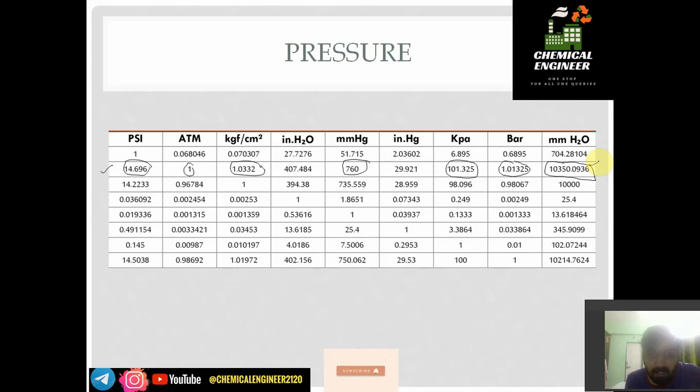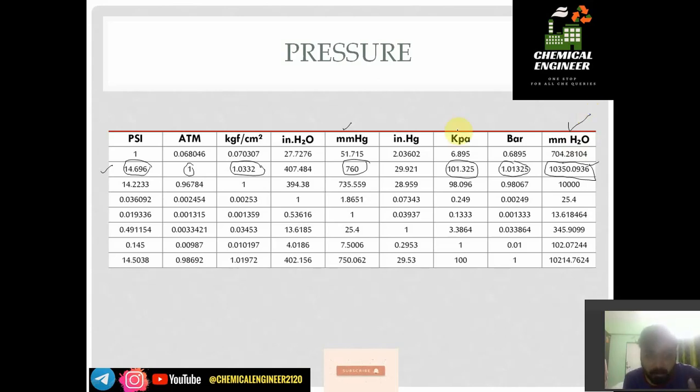So how are these values calculated? At 1 ATM, the height attained by a certain fluid, like 760 millimeter height attained by mercury at 1 atm pressure, is how we calculated it in mmHg. Similarly, water attains a height of 10.35 meters when 1 atm pressure is applied. This is how we calculate these values.